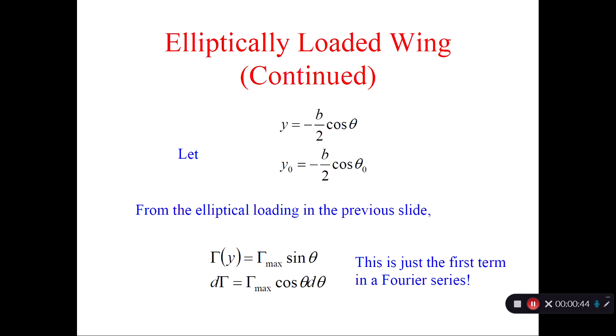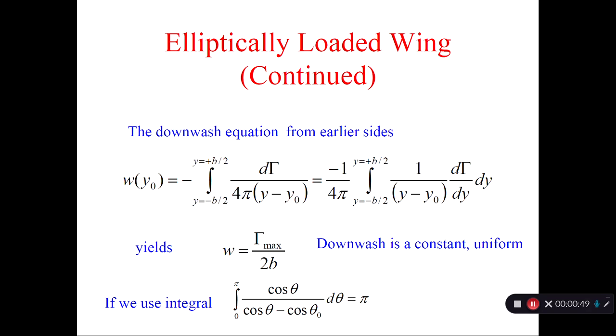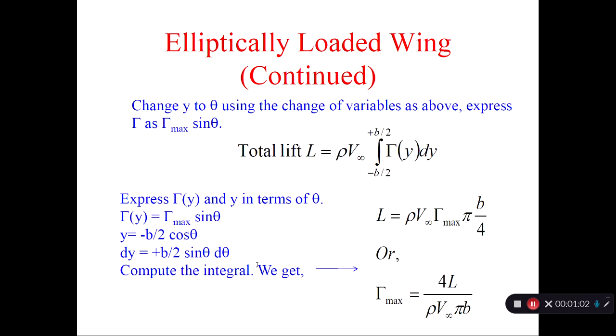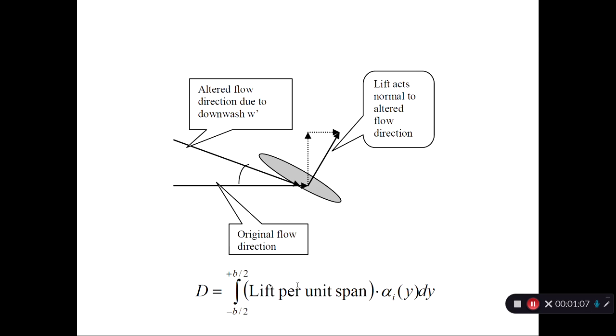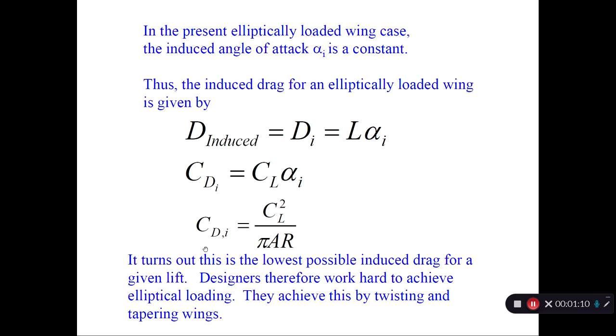I'll just highlight it. We did some change of variables. Then we solved for the downwash. We found that the downwash was uniform all over the wing. So root to tip, all along the wing, you get a uniform downwash velocity. Then we also found that the induced drag works out to be CL squared divided by pi times the wing aspect ratio. We say that this is the lowest induced drag possible.